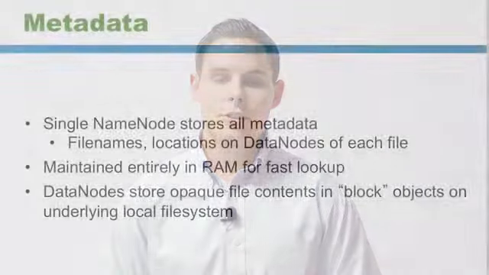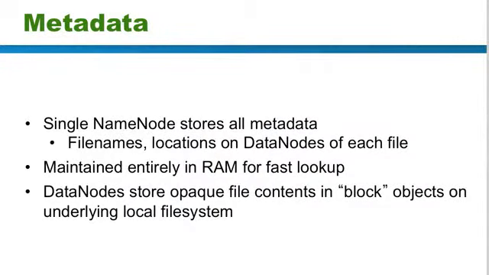So the metadata. The metadata is extremely important. There's a single name node that stores all of your metadata. This includes file names, locations of each file in the data nodes. They're maintained entirely in RAM for fast lookup. So you do need a lot of RAM on your name node, especially if you're having a large number of files sitting on your data nodes.